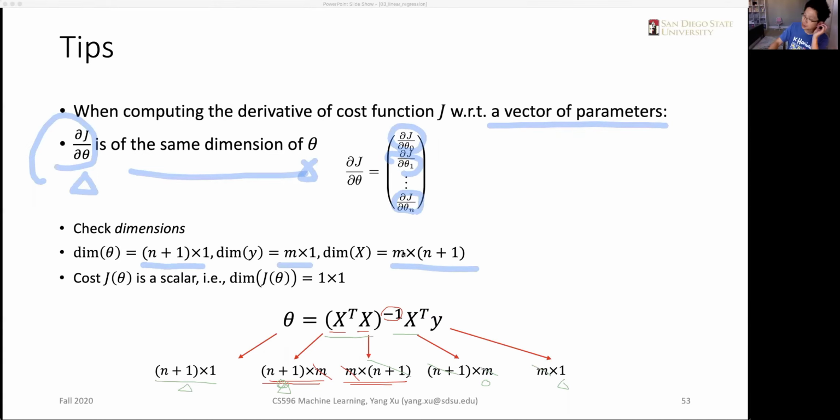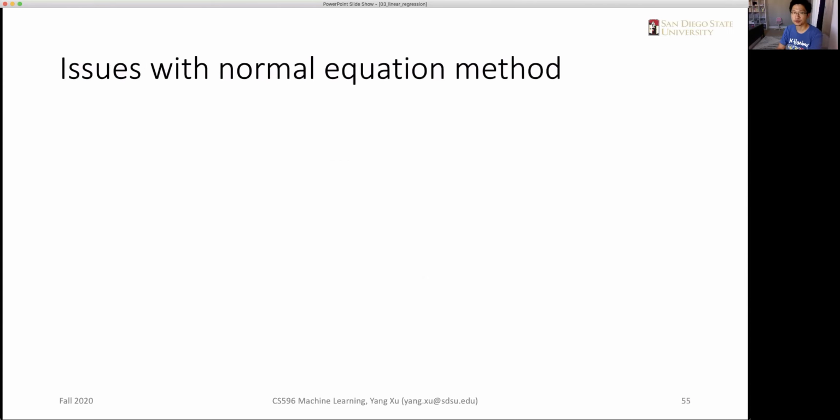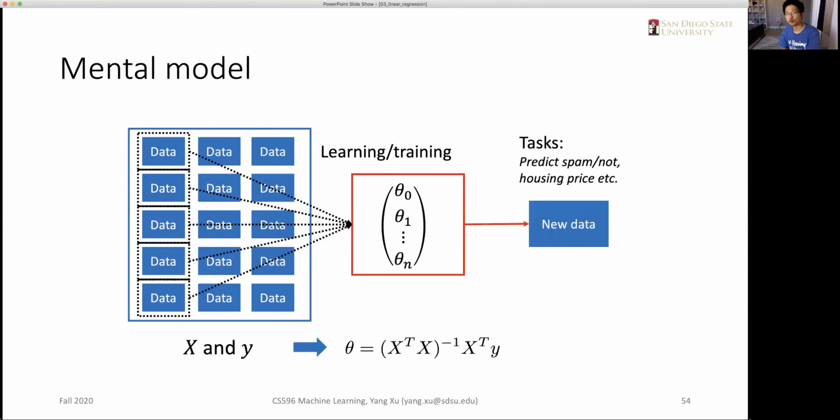So our equation is no problem in terms of dimensions. That's a trick you can use when you design matrix multiplications in your programming language. Here our mental model can be updated. Now we can think of data as matrices, X and y, and our theta is also a combination of those matrices. So we can very quickly get the parameters for linear models given the data and the labels. That's one of the advantages of the normal equation method. It's a very straightforward solution.